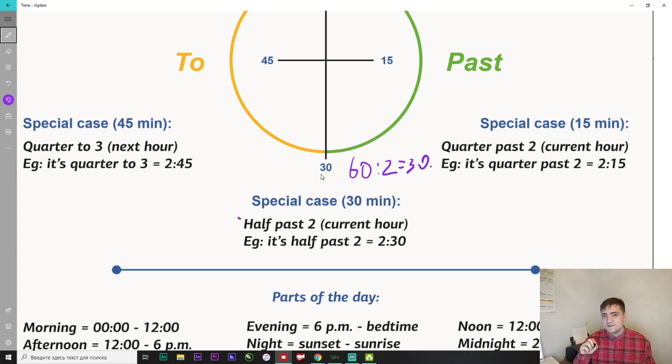Even though in English we say 2:30, in Russian it would sound like половина после двух, right? But we don't really say it like that. We don't really talk like that. We say пол третьего, right? So in this case, you need not to be confused. Okay? In English you say half past the current hour. In Russian we say половина третьего. That means the next hour. Alright, I hope that's clear.